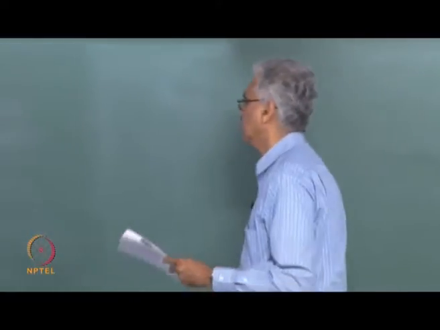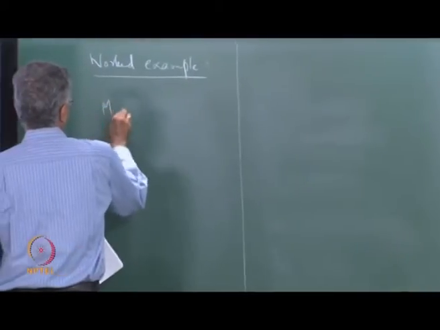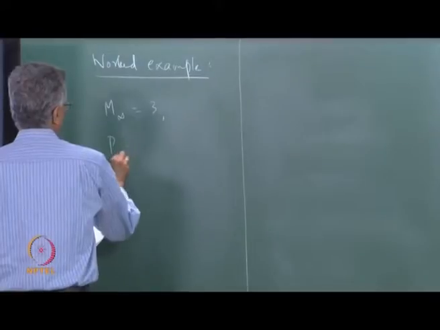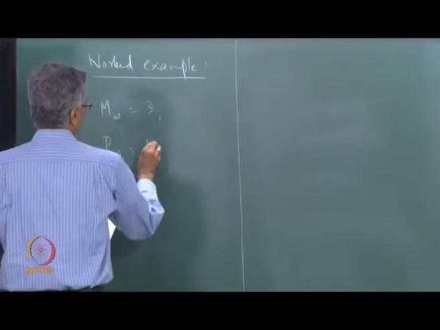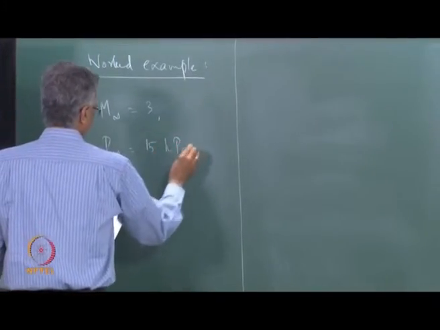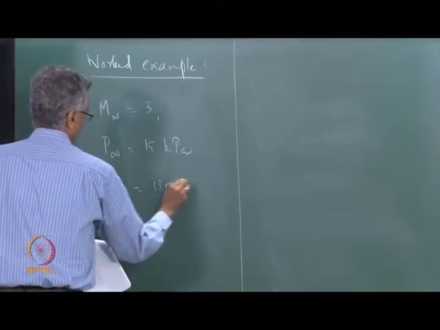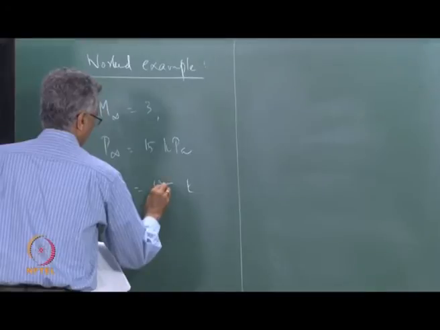Okay, so for the critical mode of operation, let us write it down. M infinity, free stream Mach number, is given to be 3, P infinity is given to be 15 kilopascal and T infinity is given to be 135 Kelvin.